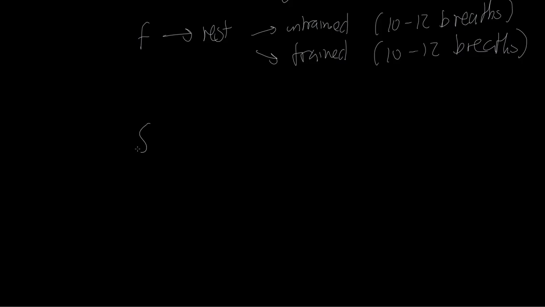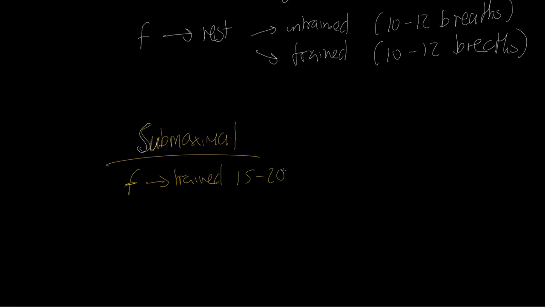I just want to now talk about sub-maximal exercise. So let's imagine now that we are doing exercise here and it's some kind of training, run, jog, not maximal intensity. What would we expect to see? Well, when we do this, if we look at frequency, if we look first of all at our trained performer, we would expect that frequency would go up to maybe 15 to 20 breaths.